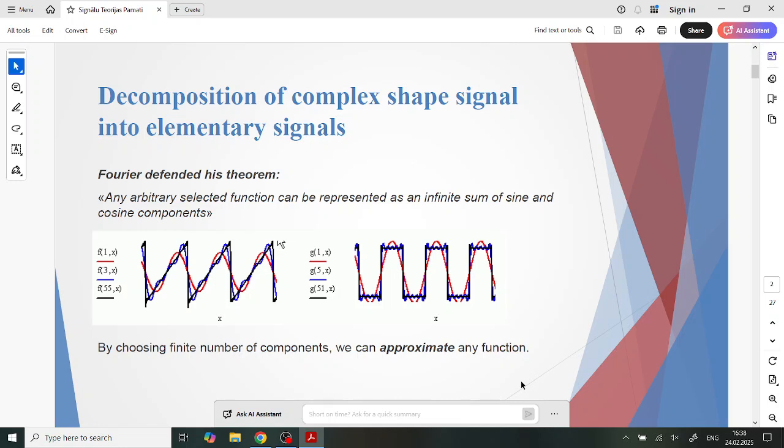So here you can also see that you can indeed get either this signal or this signal. Both of them consist of different kinds of harmonics, but their shape is different. That was actually what Fourier, the mathematician, proved in his theorem: that you can represent any arbitrarily selected function as an infinite sum of sine and cosine components. Now, however, if we choose a finite number of these components, we can only say that it is approximately of this shape, which is still in many cases more than enough for us.